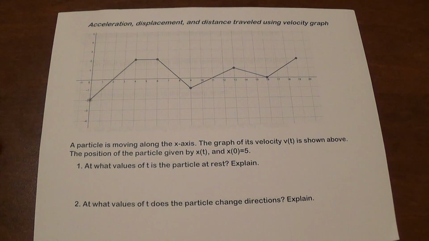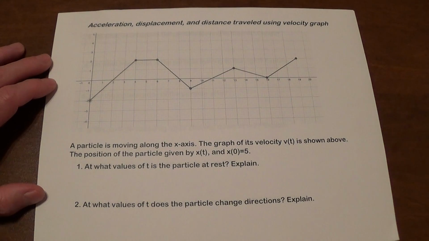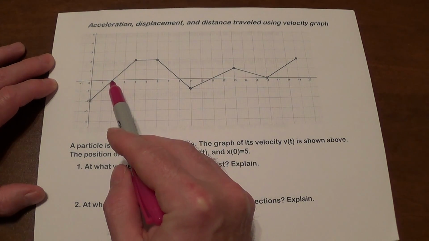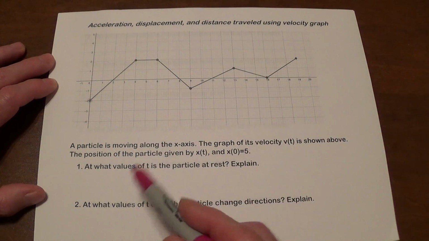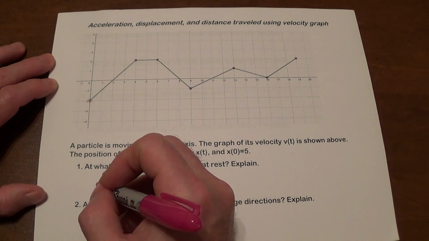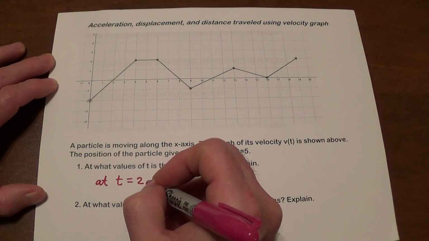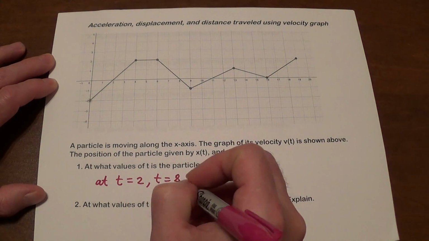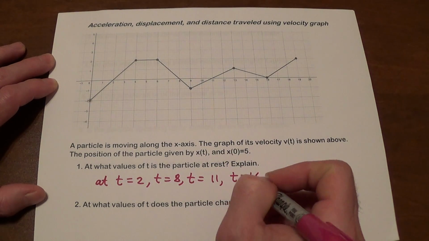So the first question is, at what values of t is the particle going to be at rest? It's going to be at rest wherever the velocity is 0. So it's going to happen at 2, at 8, at 11, and at 16. So at t equals 2, t equals 8, t equals 11, and t equals 16.